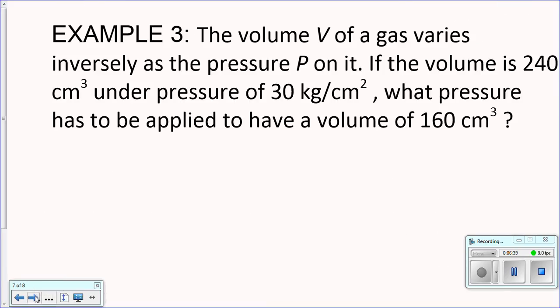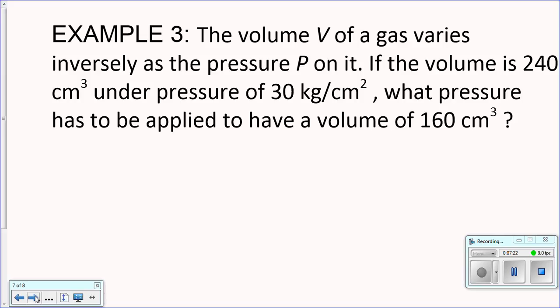And the last one, oh, this is fun. This was actually one that was on your e-cart, but we decided to take it off, so now it's here. This is the real world, real world word problems. Okay? So the volume V of a gas varies inversely as the pressure P put on it. If the volume is 240 centimeters cubed under pressure of 30 kilograms per centimeter squared, a lot of weird units in here, what pressure has to be applied to have a volume of 160 centimeters cubed?